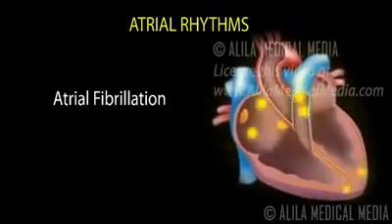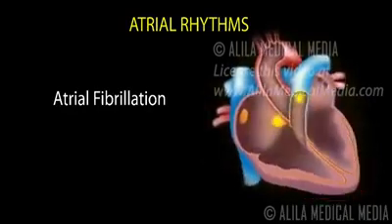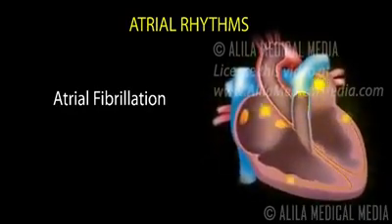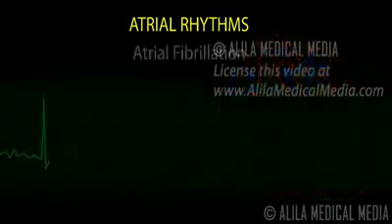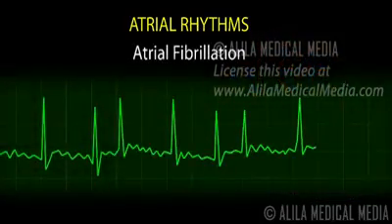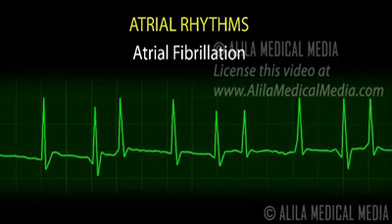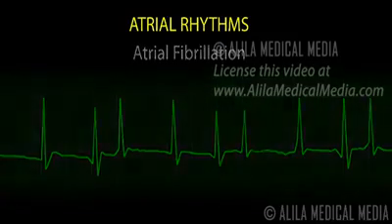Ventricular rate, or heart rate, is therefore irregular and can range from slow, less than 60, to rapid, more than 100 beats per minute. On an ECG, atrial fibrillation is characterized by absence of P waves and irregular narrow QRS complexes. The baseline may appear undulating or totally flat depending on the number of ectopic sites in the atria. In general, larger number of ectopic sites results in flatter baseline.